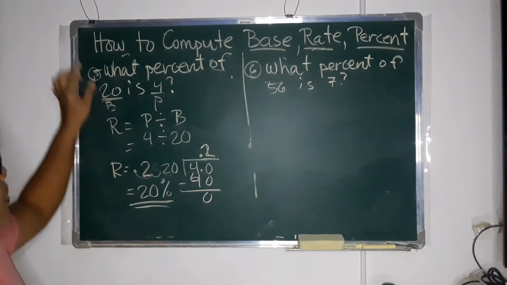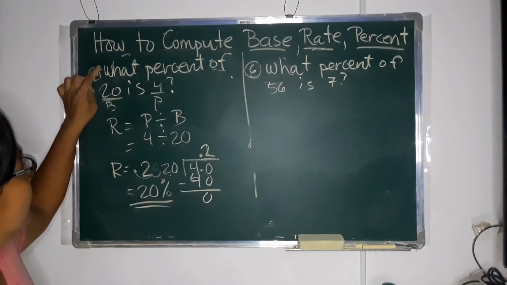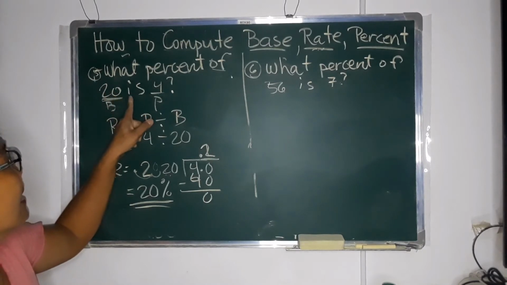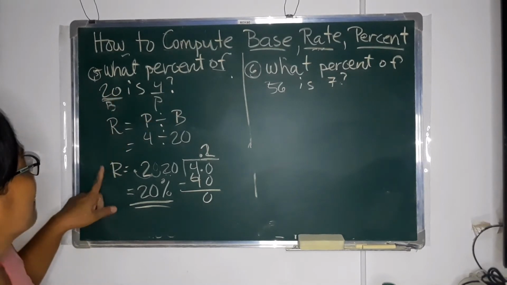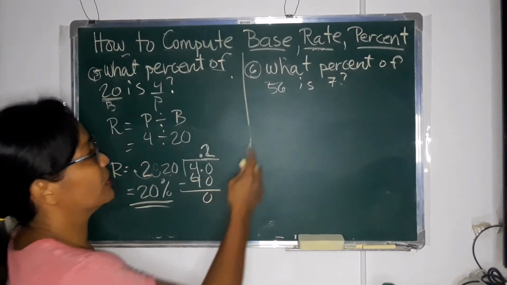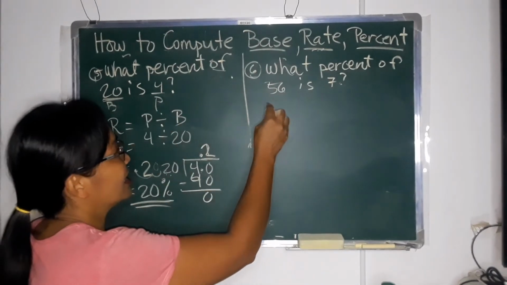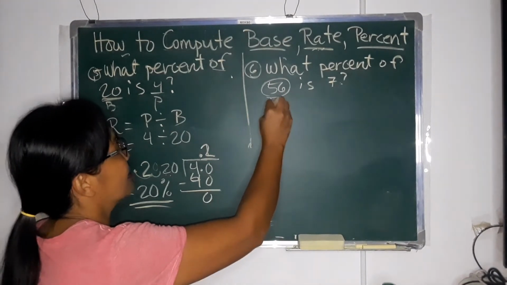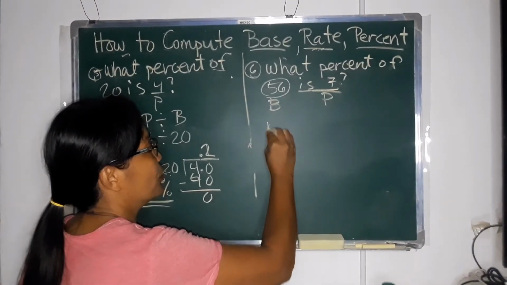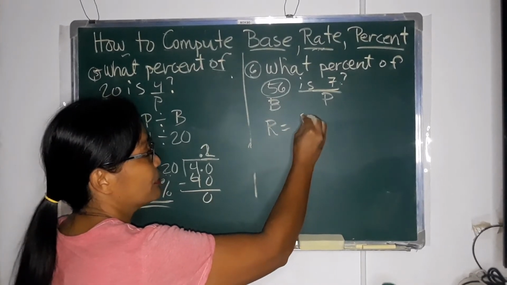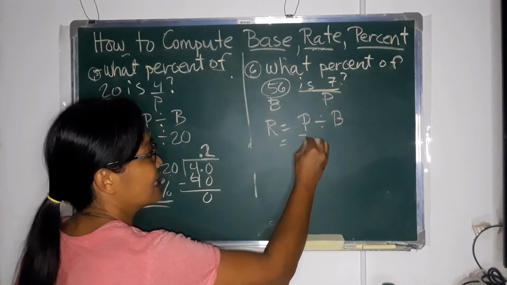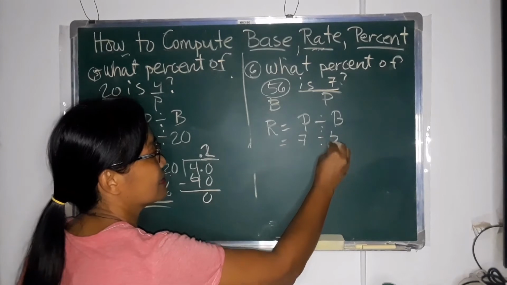Nakuha? So, the percent of 20 is 4 is 20%. Okay, dito na tayo. Number 6, what percent of 56 is 7? The same thing. We have 56 as our base from the word of, and 7 is our P. So, we're looking for the R. So, our formula is P divided by B. Si P natin ay 7, divide natin kay 56.